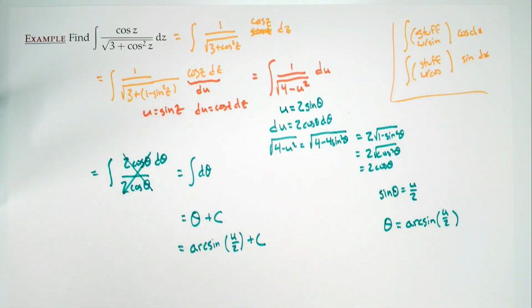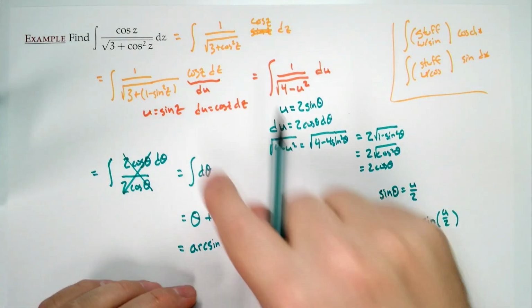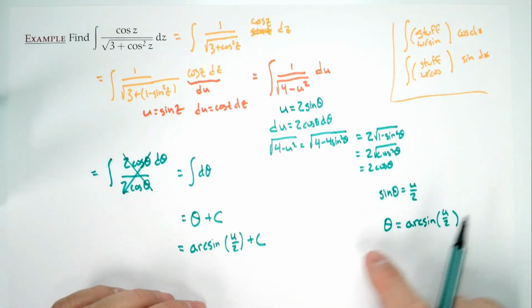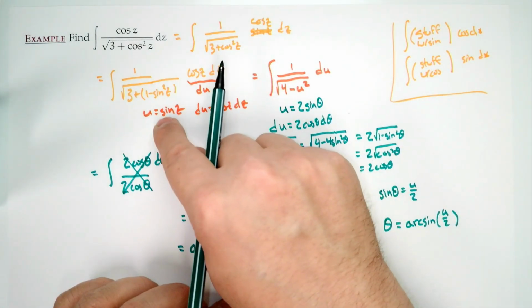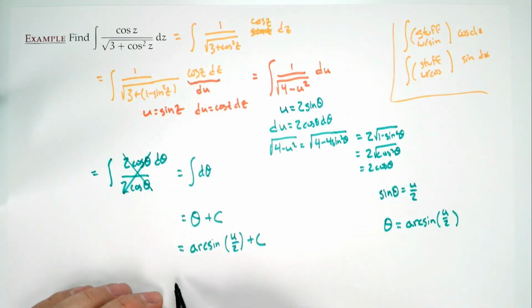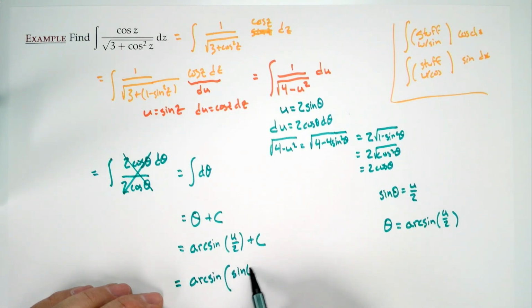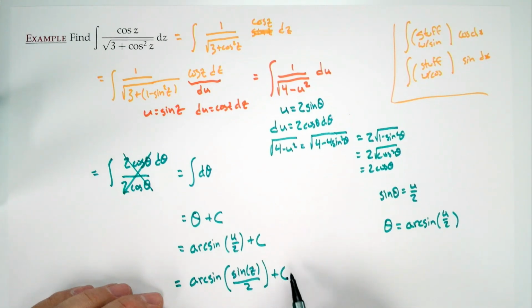Now, are we done? No, because our problem didn't start with u, it started with z. Okay, so now we got to go back and say, well, what was u? That's from here. U is sine z. So we get that this is arc sine of z over 2 plus c. And now we are done.